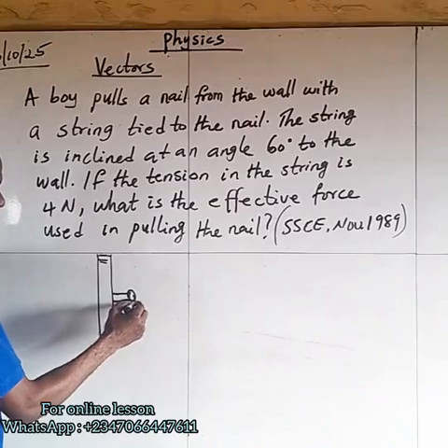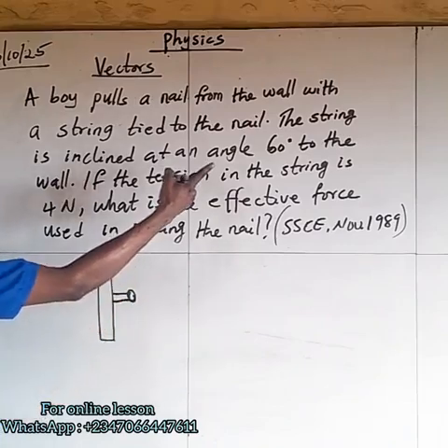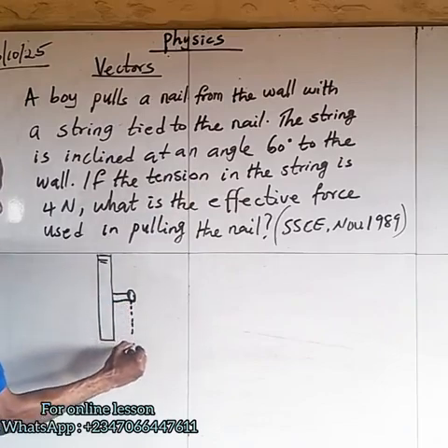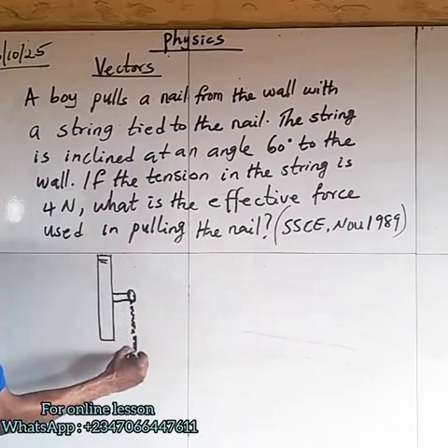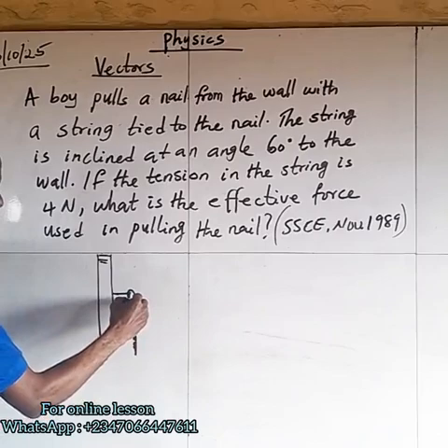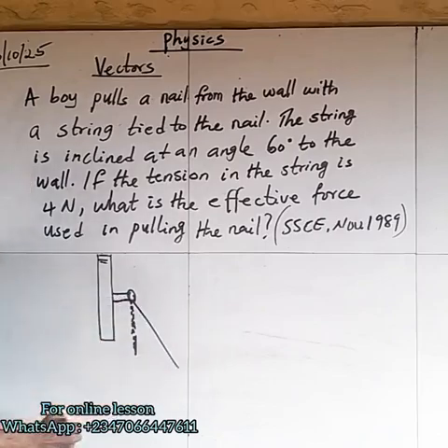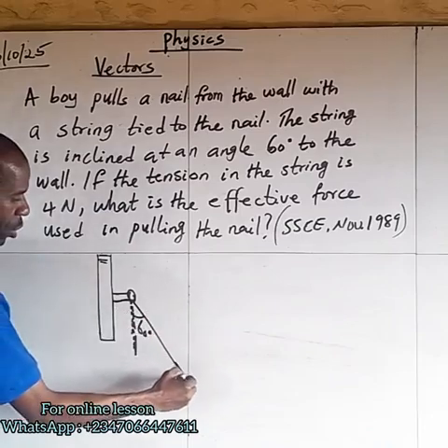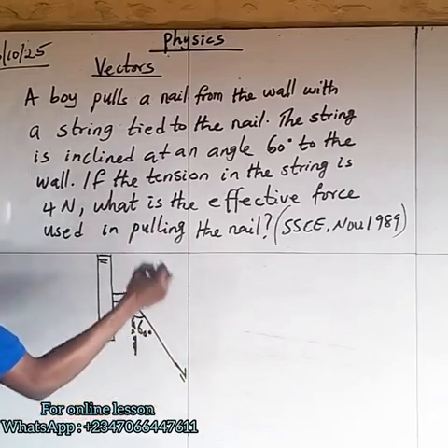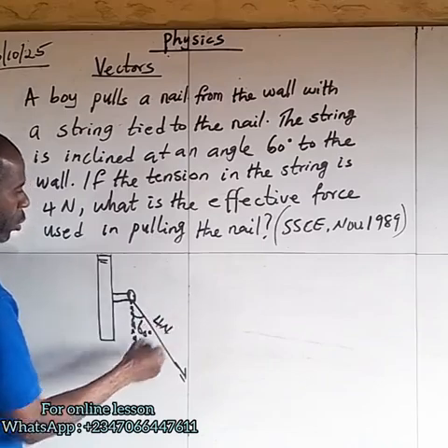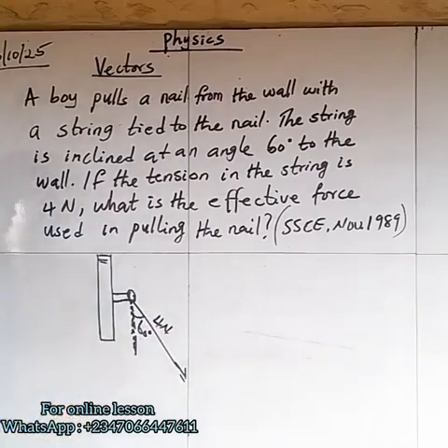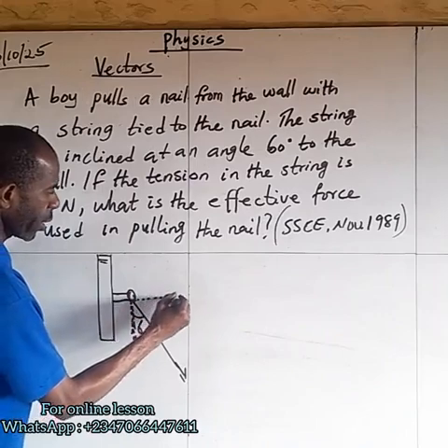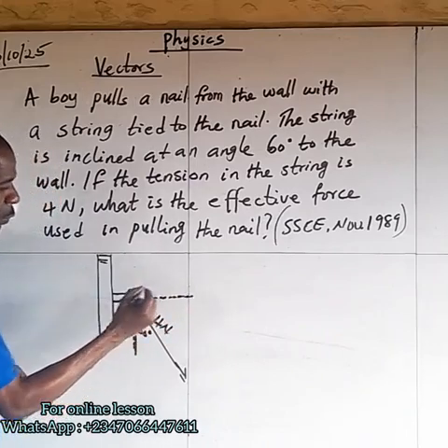And we are told that the string is inclined at an angle 60 degrees. So let's assume this is the wall, and the string is inclined at angle 60 degrees with the wall. This is 60 degrees. So this is the string, and we said that the tension in that string is 4 Newton. So now the effective force which is required to pull this nail will be this horizontal component here. This is the effective force. This is where the force will go.